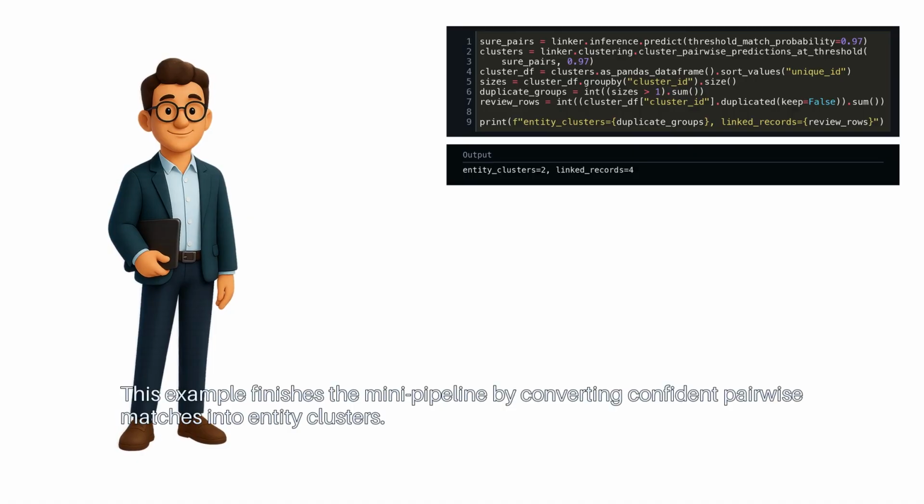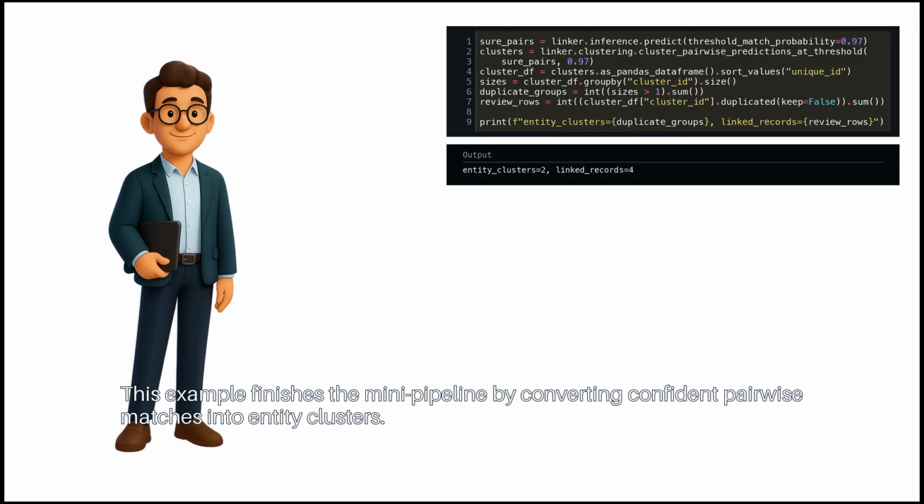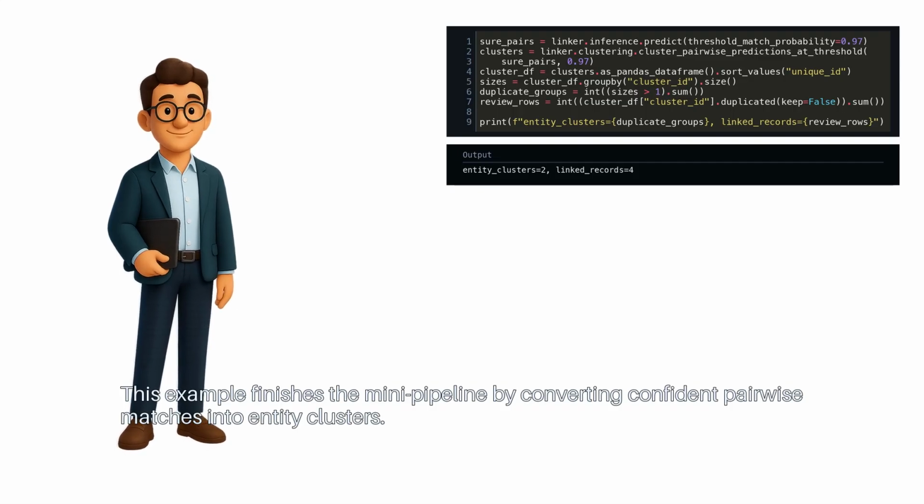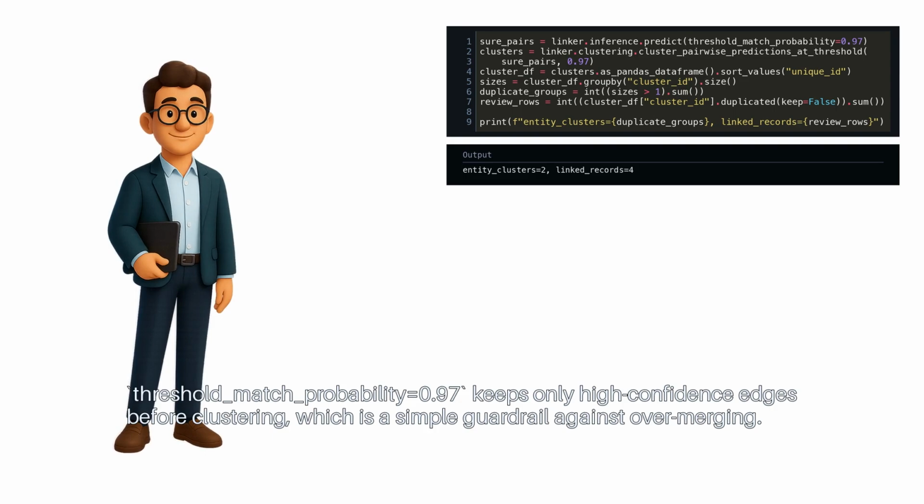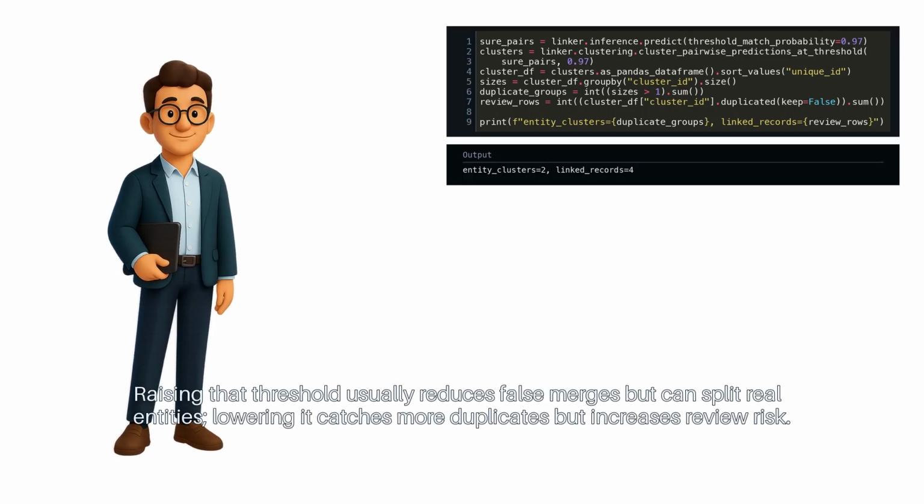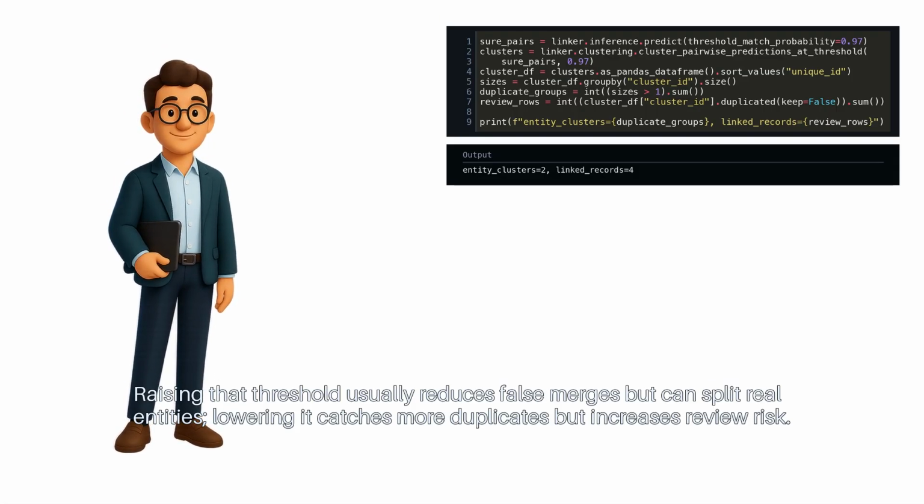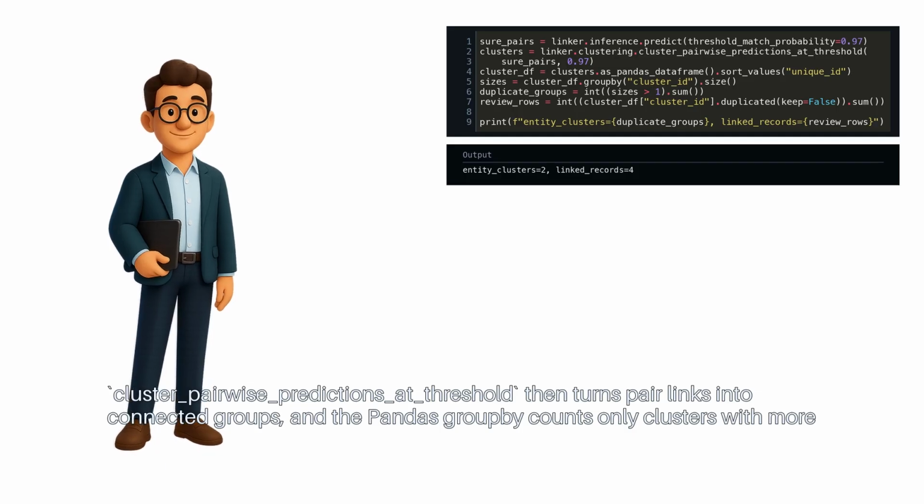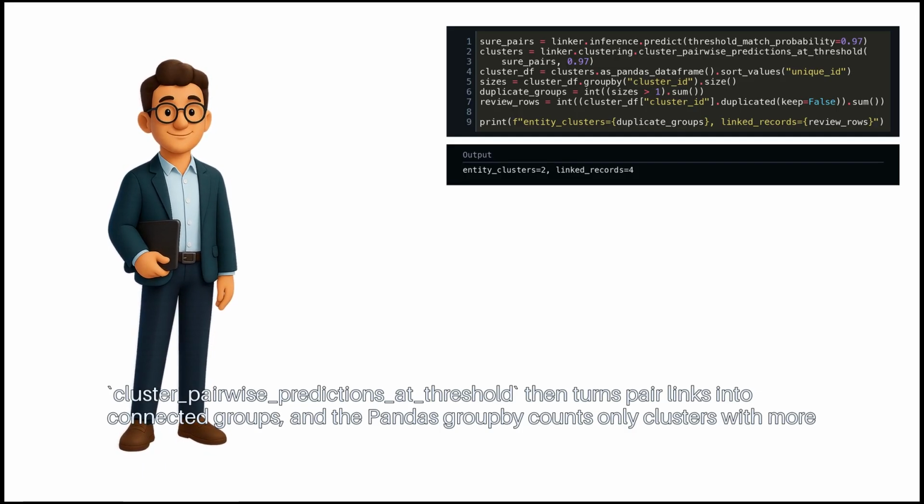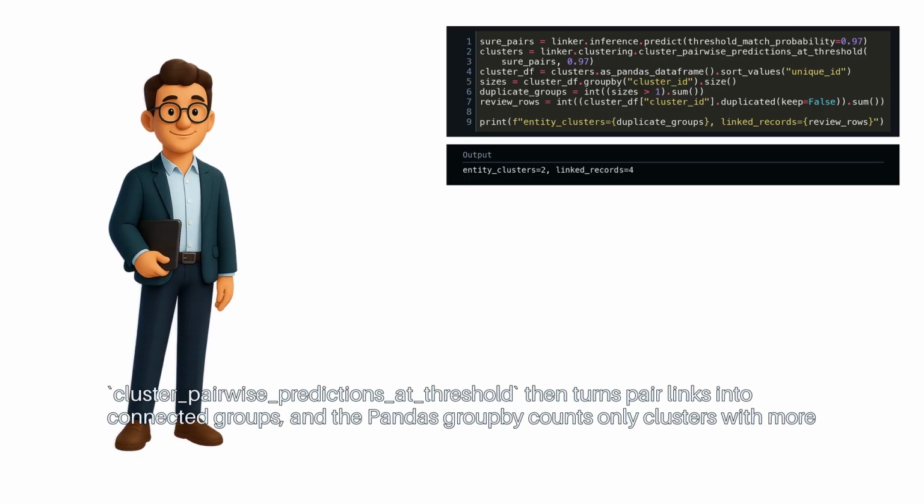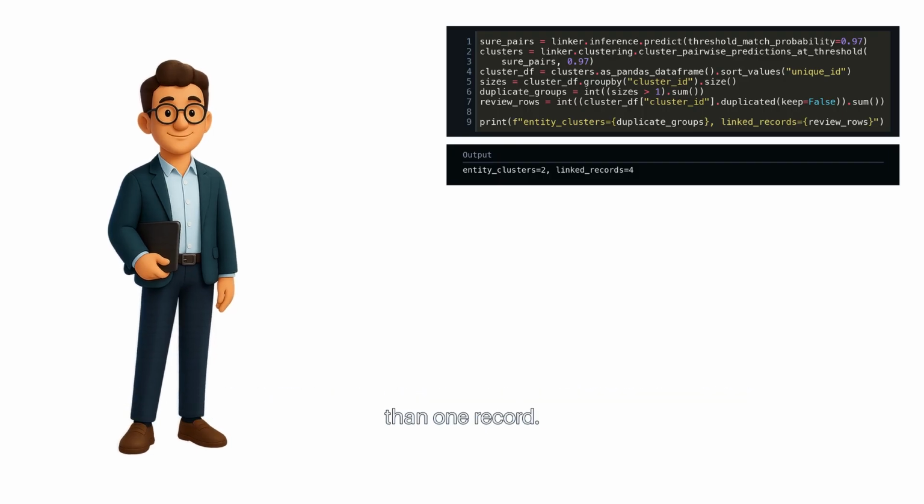This example finishes the mini pipeline by converting confident pairwise matches into entity clusters. threshold_match_probability equals 0.97 keeps only high confidence edges before clustering, which is a simple guardrail against over-merging. Raising that threshold usually reduces false merges, but can split real entities. Lowering it catches more duplicates, but increases review risk. cluster_pairwise_predictions_at_threshold then turns pair links into connected groups. And the Pandas group by counts only clusters with more than one record.